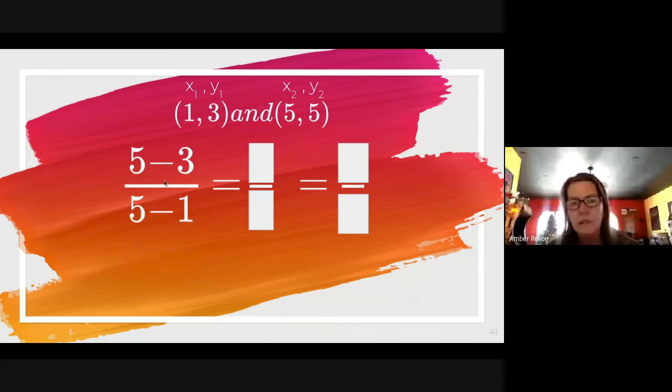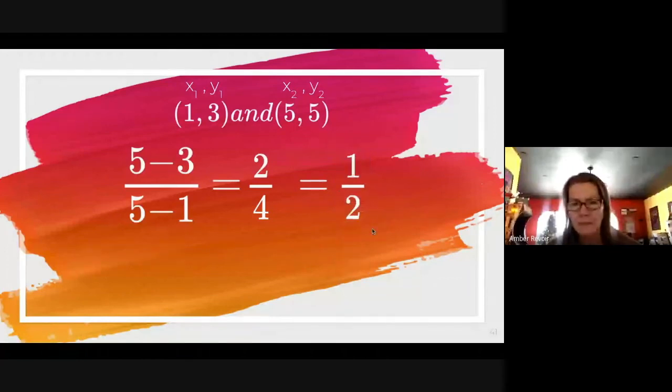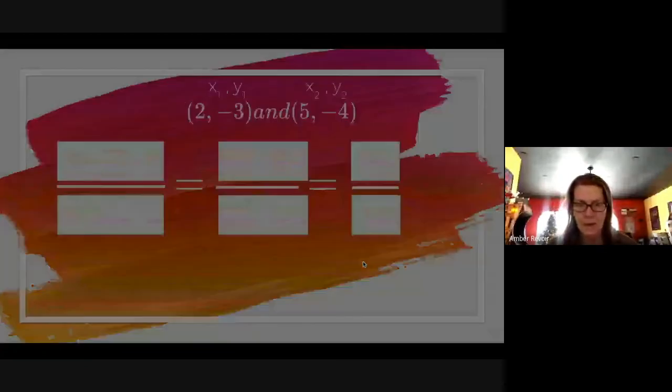Okay, subtracting our y's, subtracting our x's, making sure that you take from the same ordered pair in the same position on our fraction. So 5 minus 3 is 2, 5 minus 1 is 4. So our reduced slope here would be 1/2, 1 over 2. So the slope for these two ordered pairs would be 1/2.